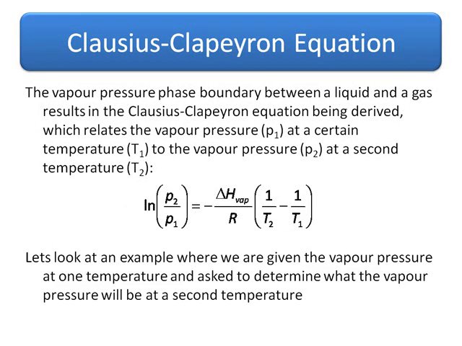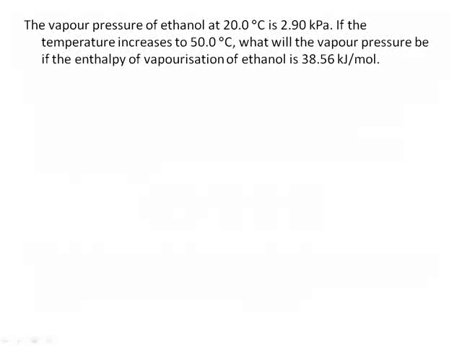So I'm going to look at an example now where we're given the vapor pressure at a certain temperature and we want to know what the vapor pressure will be at a different temperature. If we have the vapor pressure of ethanol at 20 degrees and that's 2.9 kilopascals, if the temperature increases to 50 degrees, what will the vapor pressure be? And we're given the enthalpy of vaporization.